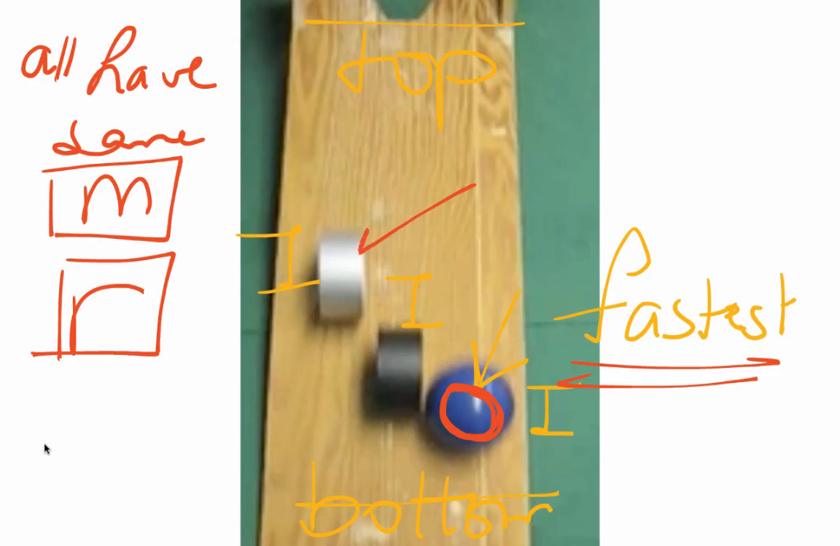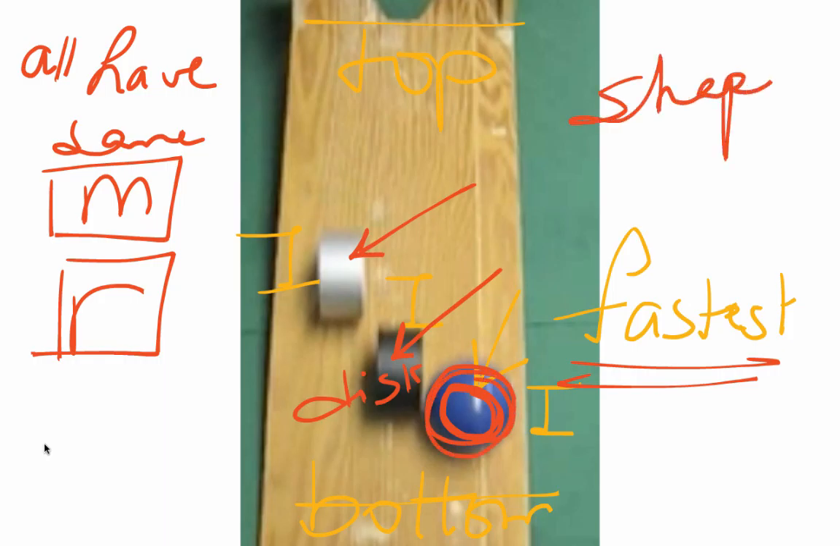Same mass and same R. So what is the difference between them? It is the shape. The shape of this is hollow from inside. The shape of this is filled. It's a disc. And the shape of this is a sphere. The only difference between the three is the shape, and the shape played the role in making the sphere arrive first, having a low resistance, low inertia, low I.